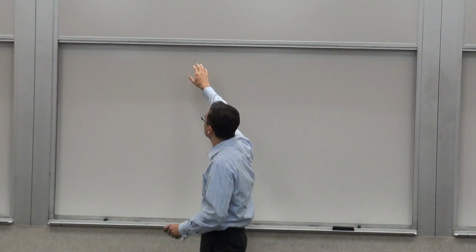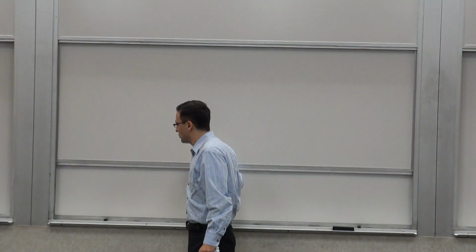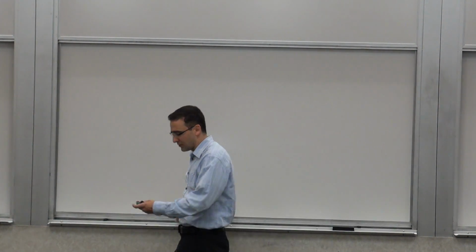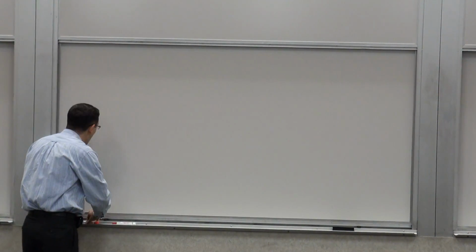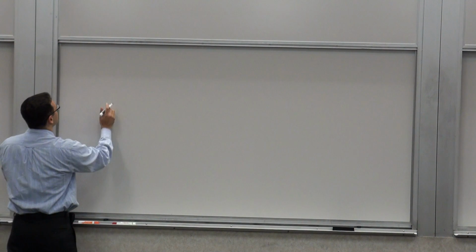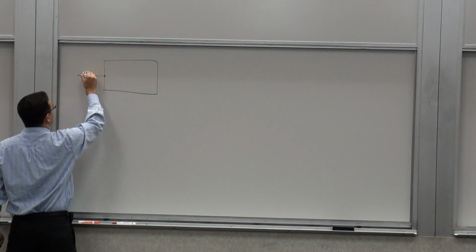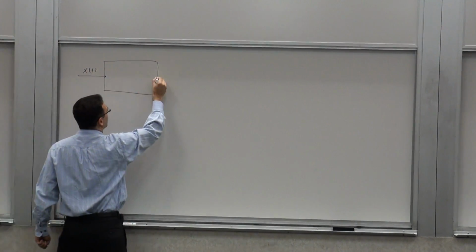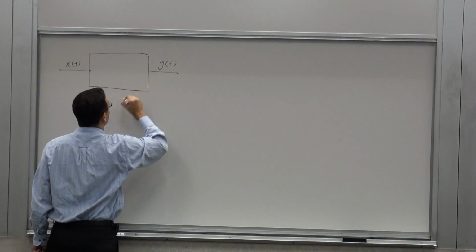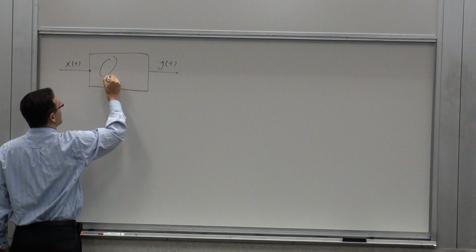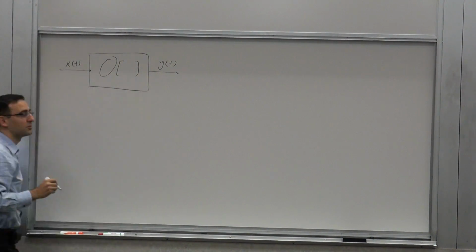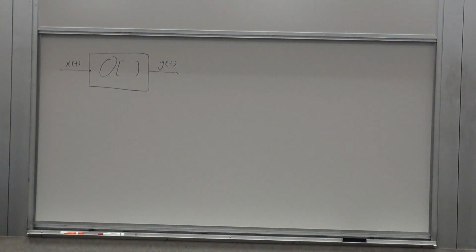Okay, but before we do that, let's talk about the general properties of a system, right? So let's say you have a single input, single output system. You have x of t coming in and y of t going out. Let's say this is your system, and we show it as an operator operating on this thing. So this is the system. We want to see how we can characterize this system.